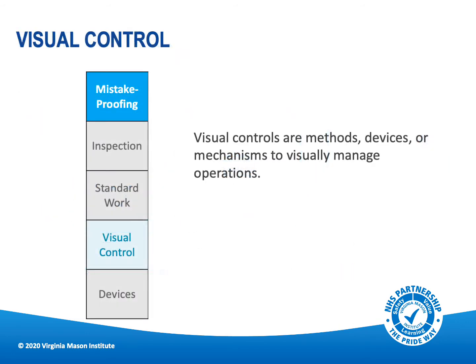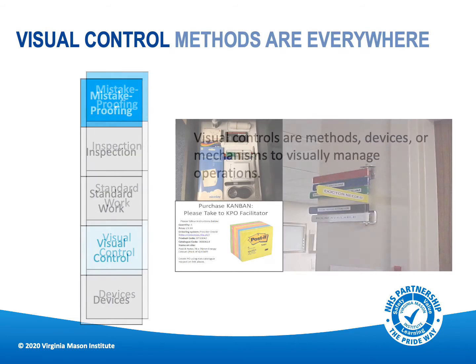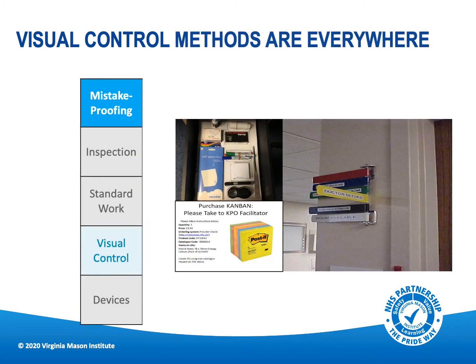Another element of mistake proofing is visual controls. Visual controls are methods and mechanisms to help us visually manage our environment. Here we have a few examples, including the shadow board in Lou's drawer, which has outlines for where each item should be. Other examples of visual controls are traffic lights, stop signs, fuel lights in a car, and alert lamps.